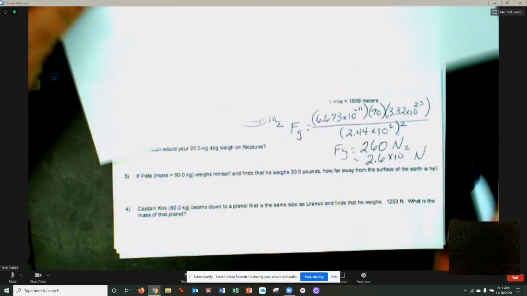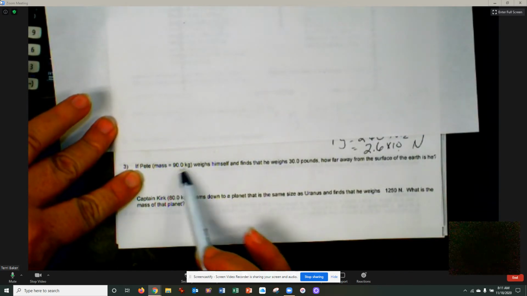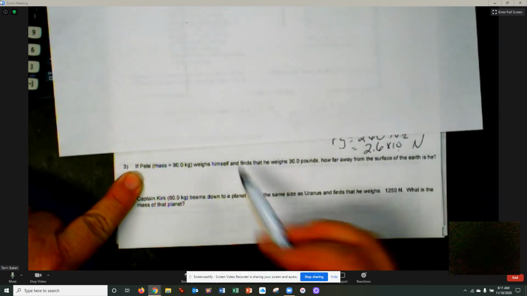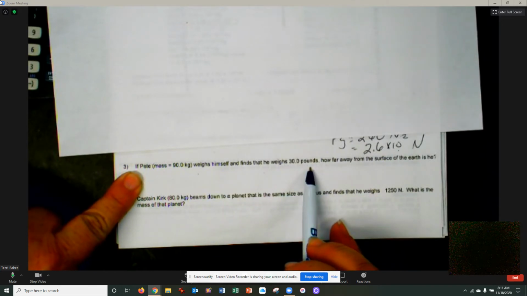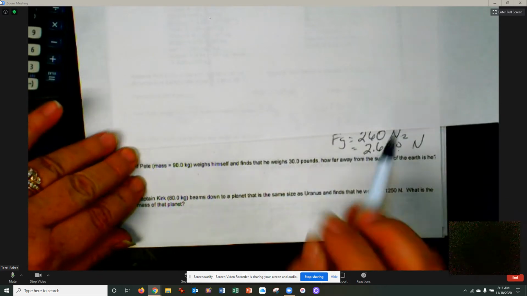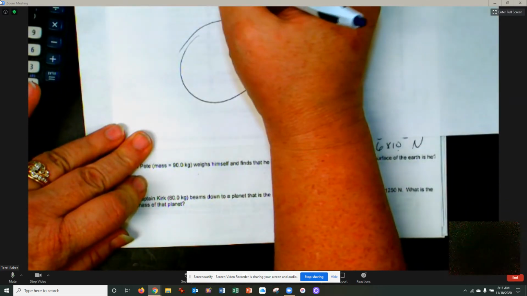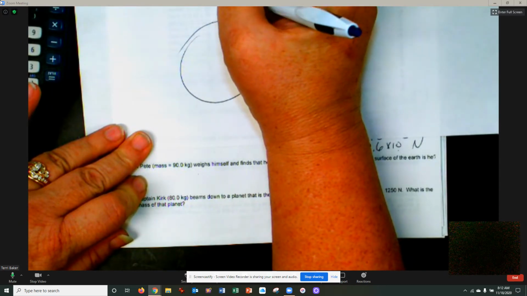It's a little bit different. So on this one, Captain Kirk beams down to a planet and it's the same, number 3. If Pete, mass of 90 kilograms, weighs himself and finds he weighs 30 pounds, how far away from the surface is he? So, here's Earth. Here's Pete. He's up on a mountain somewhere.